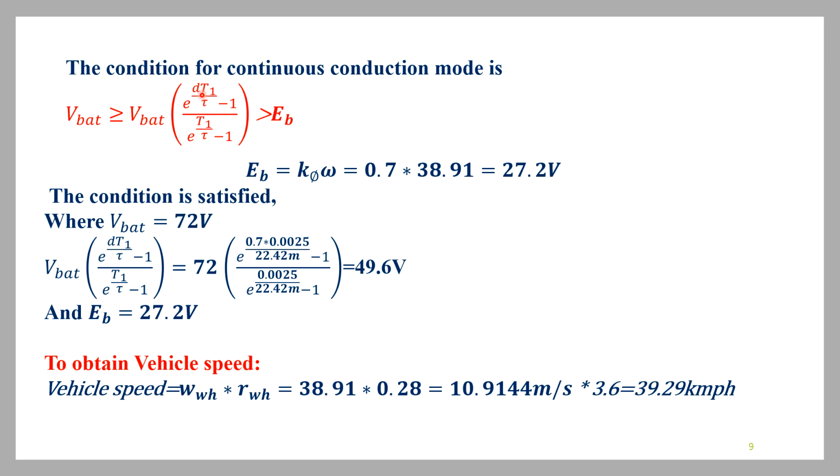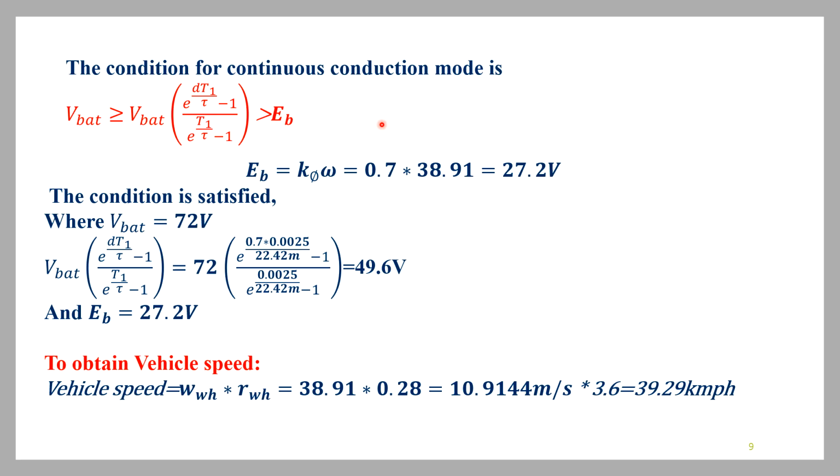The duty ratio for the second case given in the problem is 0.7, and the switching frequency is 400, so the time period is 1 by 400, which is 0.0025. Substitute the parameters and solve, and it is 49.6. So 72 is greater than or equal to 49.6, which is greater than 27.2. So this is the condition of voltages for the circuit to be in continuous conduction mode. So it is also satisfied.